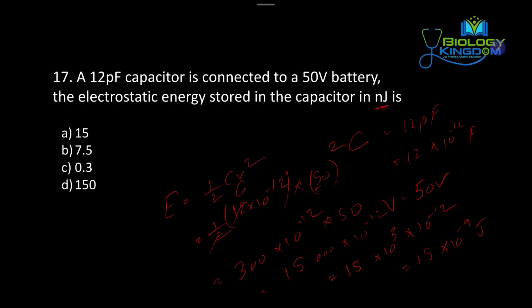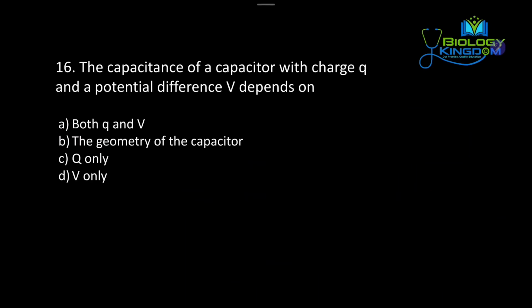Okay, so we have to find the answer in NJ. NJ means nanojoule. And what is nano? 10 raised to power minus 9. So we can write it as 15 NJ. So we have to find the NJ. So option A is the right answer. I hope you understood this.